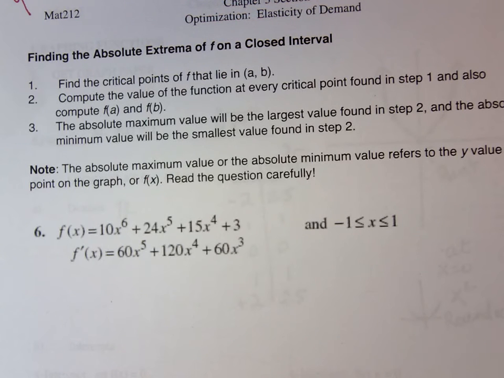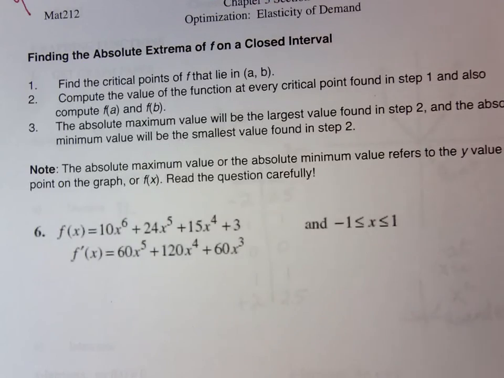7b, finding the absolute maximum and minimum on a closed interval. Find the critical numbers of f that lie in the open interval. Compute the value of the function at every critical point found in step 1, and also compute f of a and f of b. The absolute maximum value will be the largest found in step 2. The absolute minimum value will be the smallest found in step 2, and that's just too many words for me to actually work the problem.